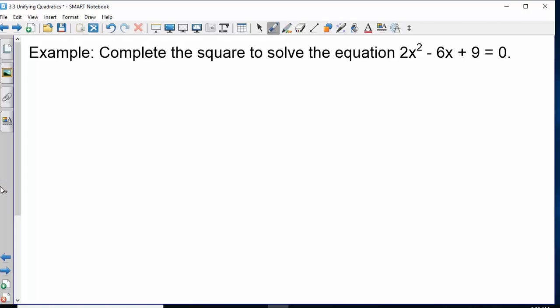Let's practice a completing the square. Trying to review all the different options. We've done factoring, square root method, completing the square was the next one. For completing the square to work, what has to be true? The first term has to be a 1. So I start out by dividing everything by 2.